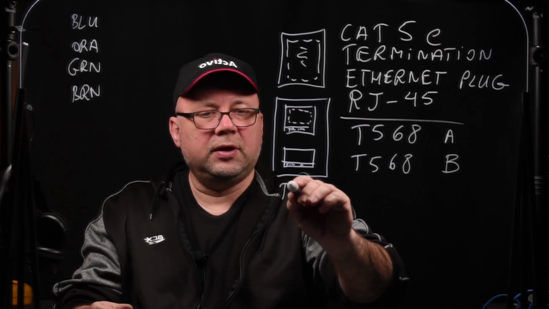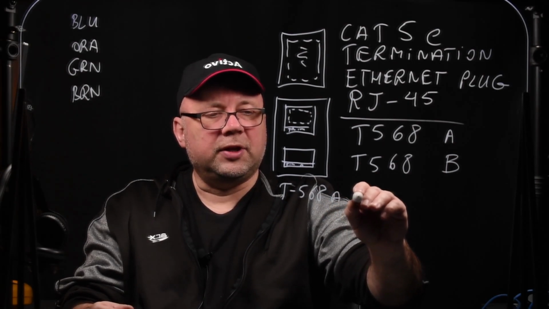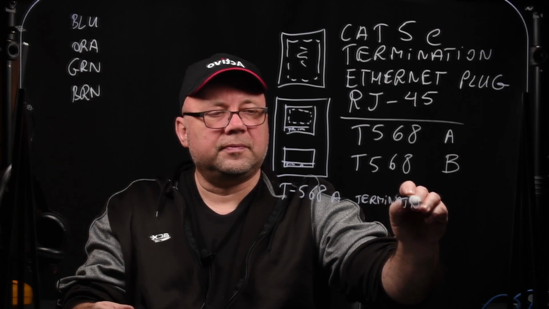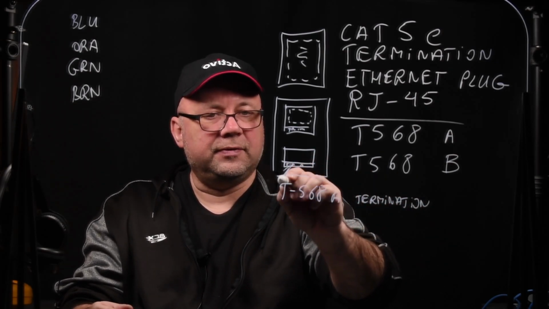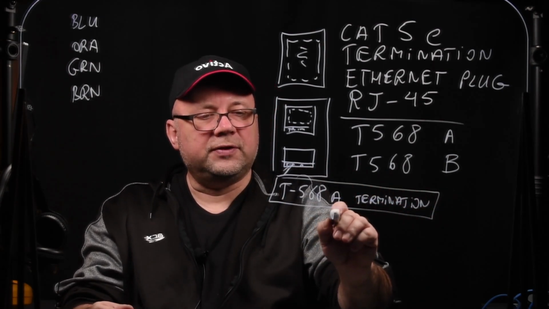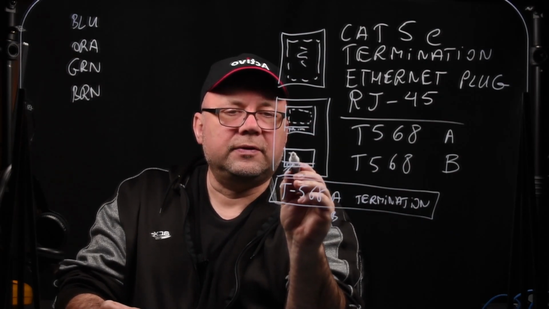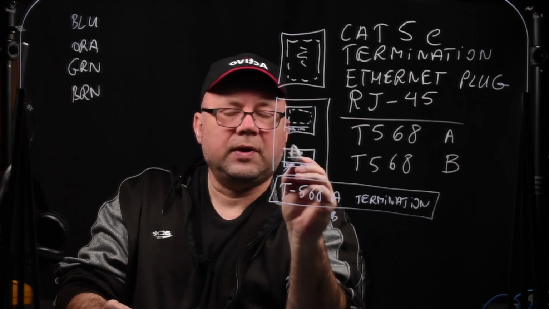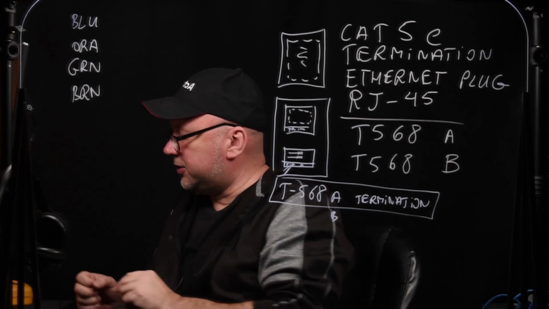So you can put T-568A termination. That's if you magnified this here, so you're going to have the label like that. Or T-568B termination. Okay, and then you're going to have those 2 conductors laid side by side.